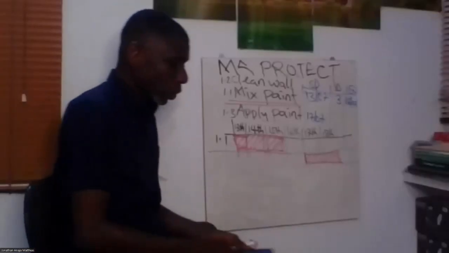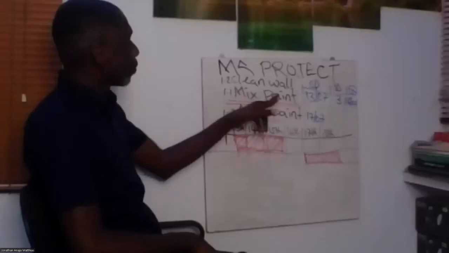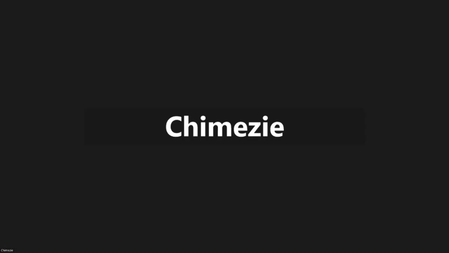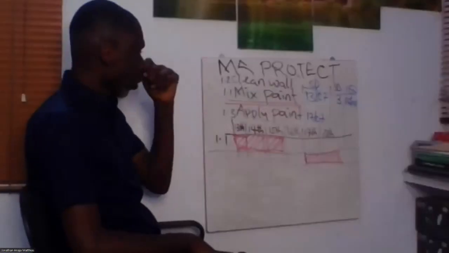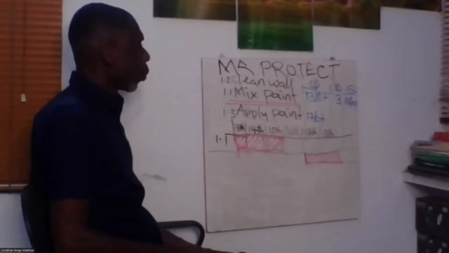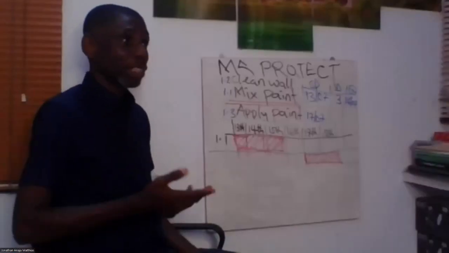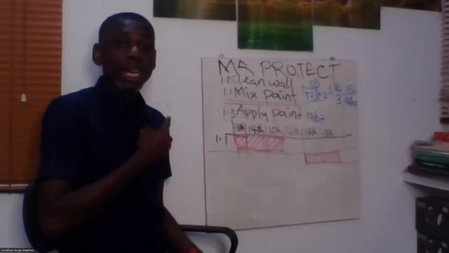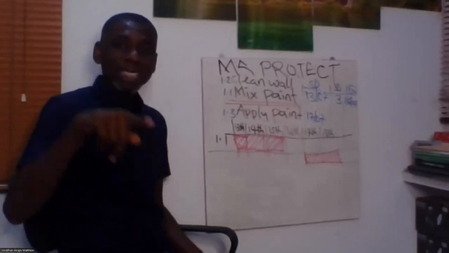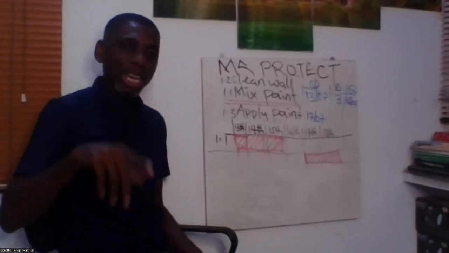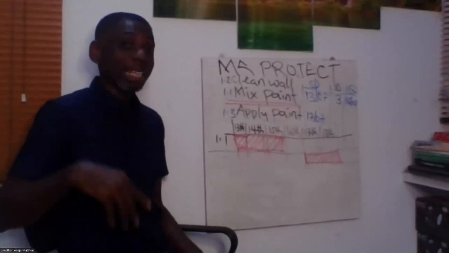Now, let's watch what I'm going to do with this activity. I have mix paint and I have apply paint. I have clean wall. Now, if I want to relate mix paint and apply paint, I will ask myself as a project manager. Now, I'm just using building here. It can apply to any other thing. I will give us an assignment, and probably on Saturday, I will use a non-building related example.